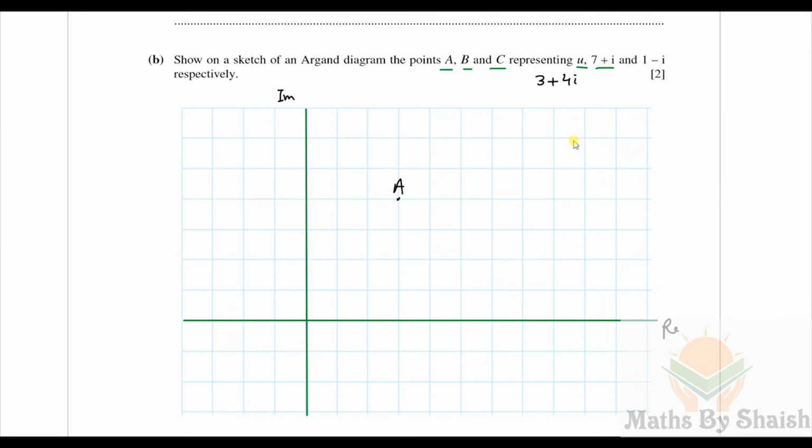Next is 7 plus i. The real part is 7, 1, 2, 3, 4, 5, 6, 7, and imaginary is 1, so this is going to be B. And for C it is 1 minus i. Real is 1 and imaginary is minus 1, so it would be 1 and minus 1 below, so it becomes C. So these are the points. We only need to sketch the points A, B, C. So these are the points A, B, C. Let's do the C part.